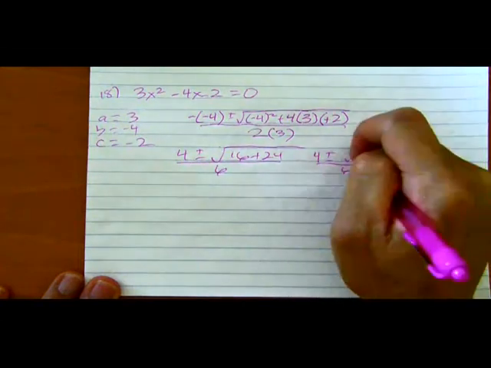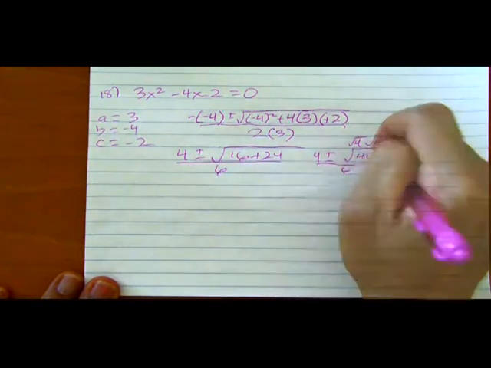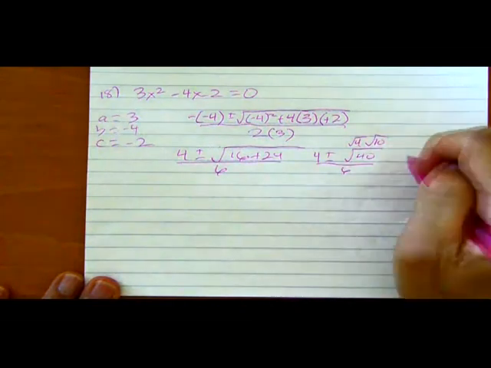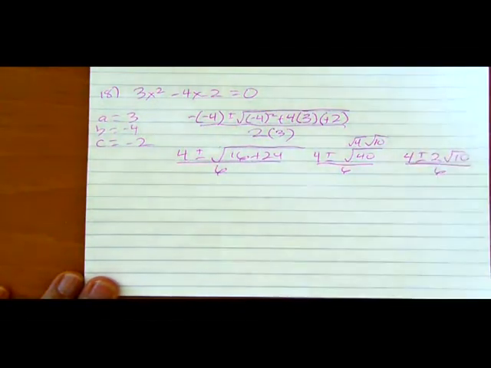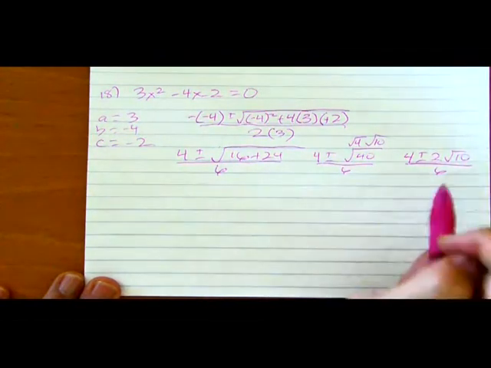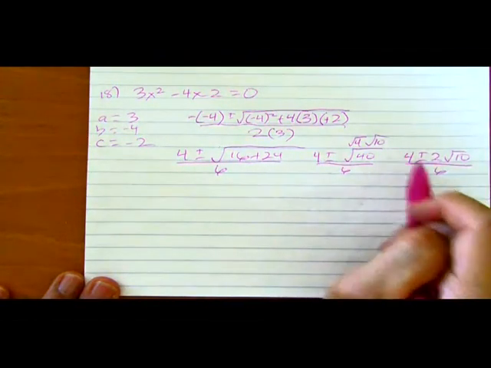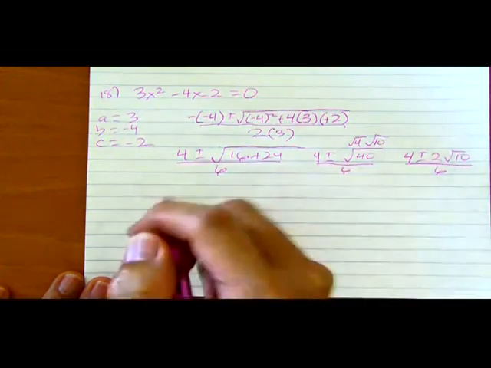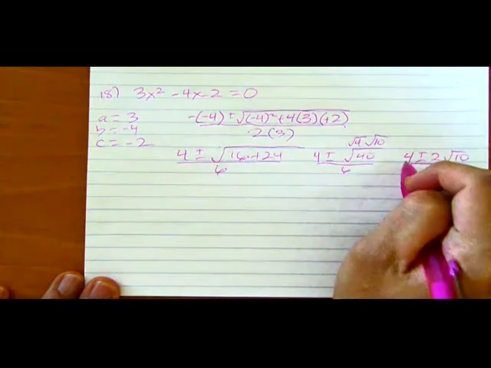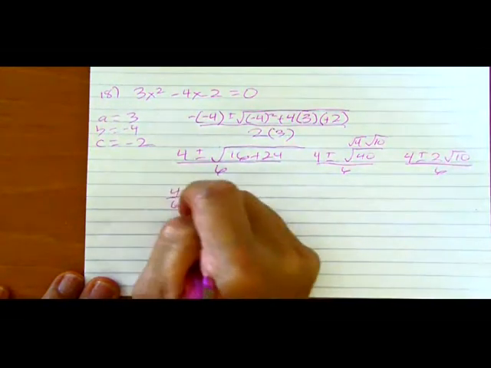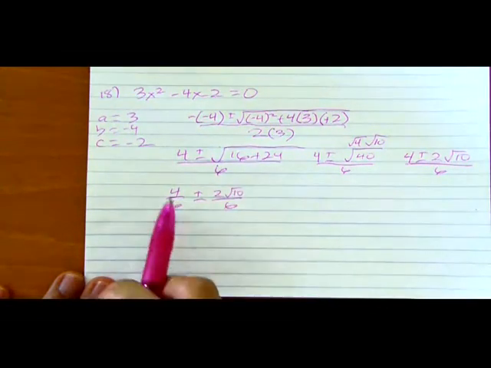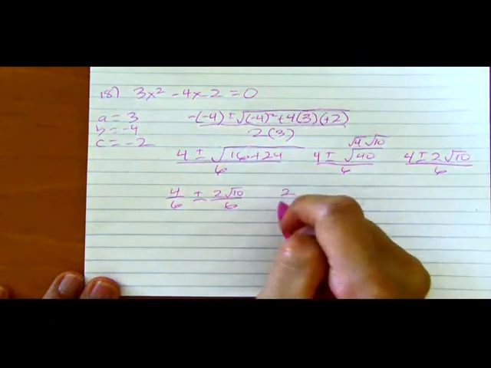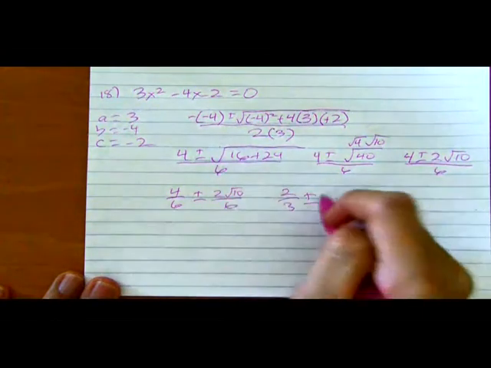The 40 can be factored, 4 and 10. I can square root the 4. So 4 plus or minus 2 radical 10 over 6. All the terms have a common factor of 3. It's easy to see if I split it up. So this denominator affects both terms. 4 over 6 plus or minus 2 radical 10 over 6. Now we simplify. This would be 2/3 plus or minus radical 10 over 6.